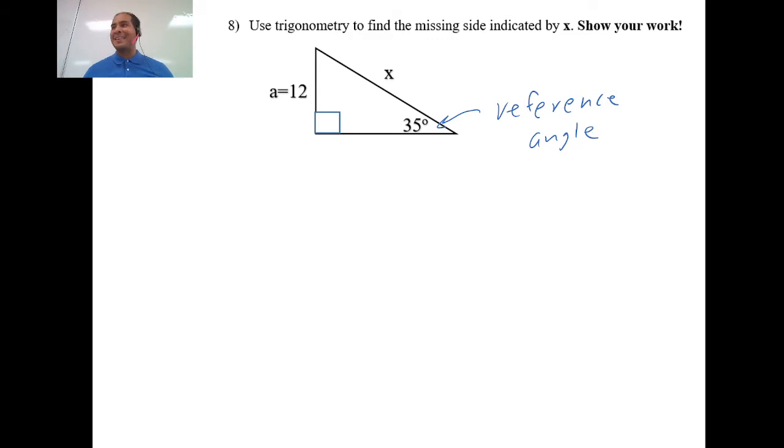In this case, I think the easiest way to go is to find the hypotenuse. The hypotenuse is the side that is across from the right angle. Also the longest side, always in a right triangle. So that is the missing side that we don't know, that is x.